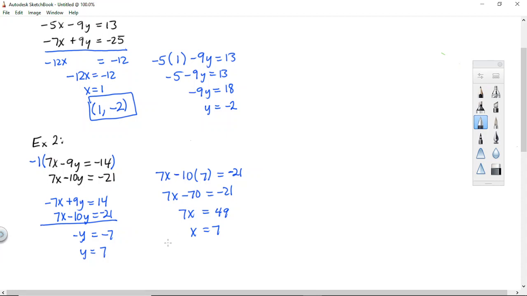That gives us our ordered pair. X is 7. It's kind of too bad they turn out to be the same number, but that's the way it goes. X is 7, and Y is also 7.